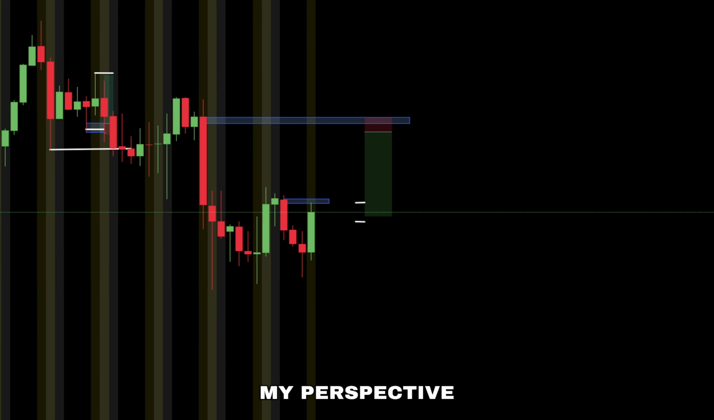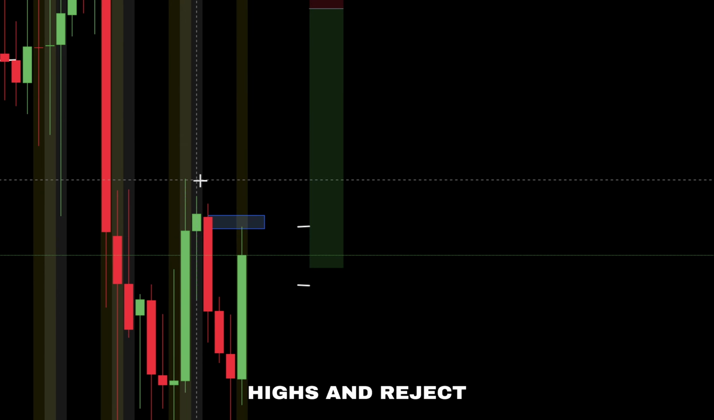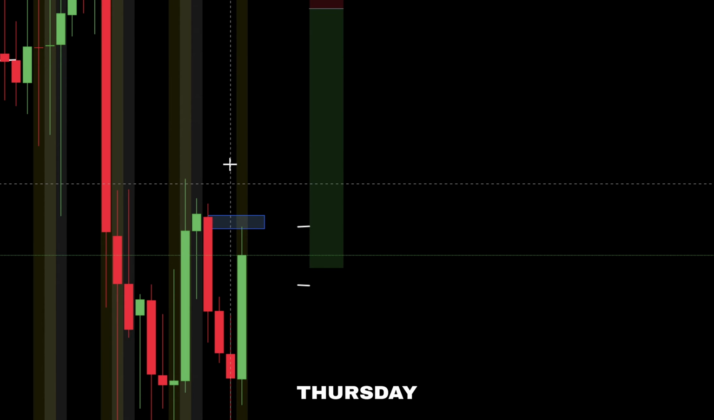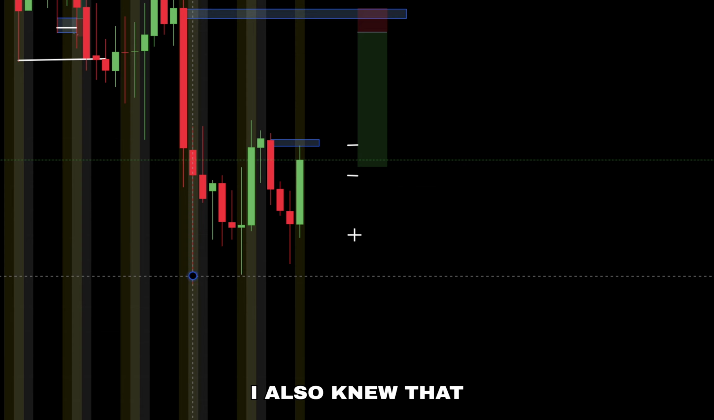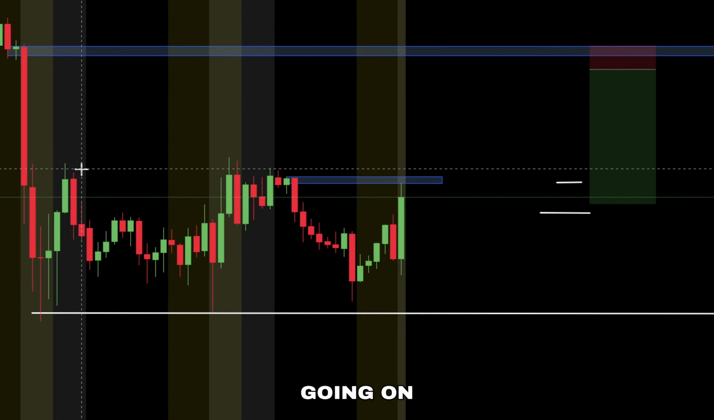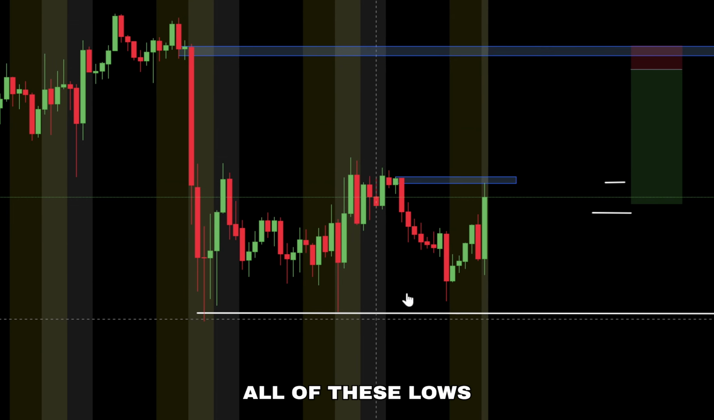So from my perspective, I thought that we were going to either take out these highs and reject or fill in the fair value gap and reject coming into Thursday. But I knew that we were still selling off. I also knew that there was liquidity resting below these 4-hour lows that we could possibly target as well. Going on the 1 hour as well, we see that liquidity is right here too. You see all of these lows.